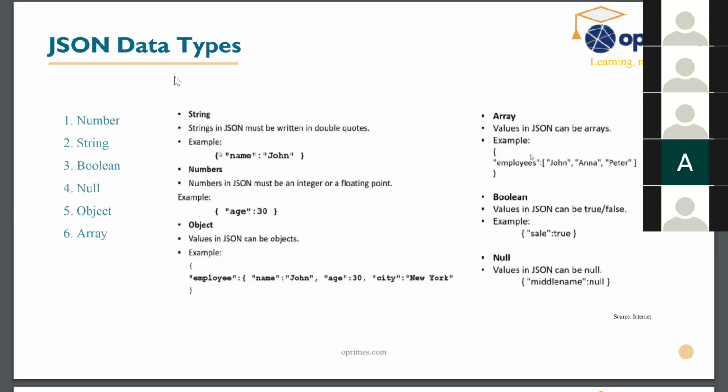The next part is numbers. A number can be a decimal or an integer. Again, age is the key and the value is 30. It is mentioned in number format and 30 is the value of the key.